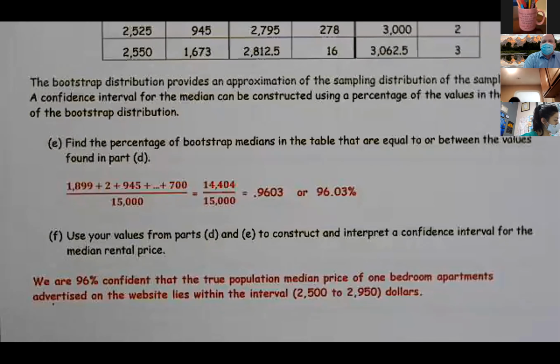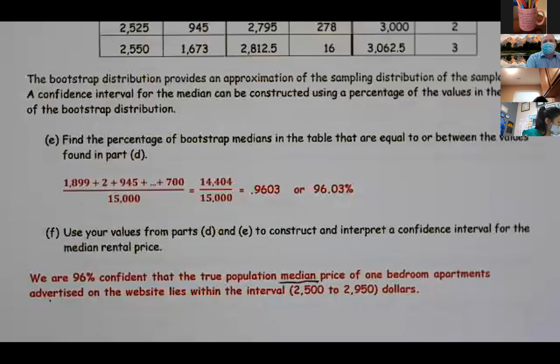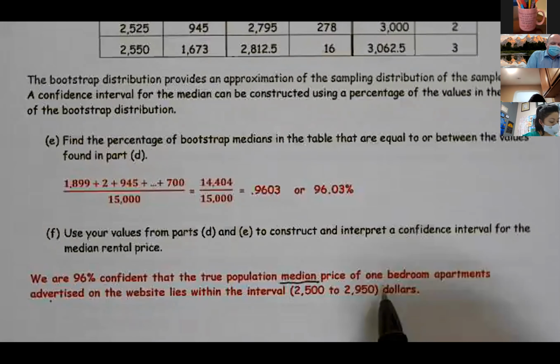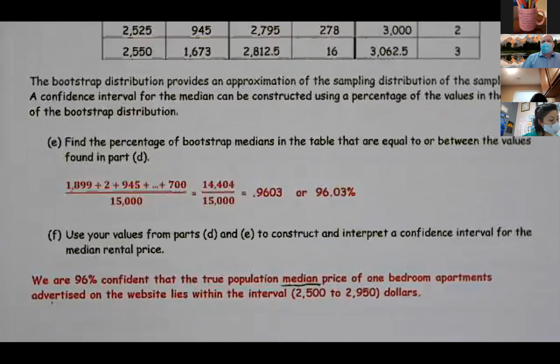So we are 96% confident that the true population median price of 1-bedroom apartments advertised on the website lies within the interval $2,500 to $2,950. Please note, I don't need to write what my definition is, but my definition of my proportion would have been the median price of 1-bedroom apartments advertised on the website. And that's basically what I filled in there.